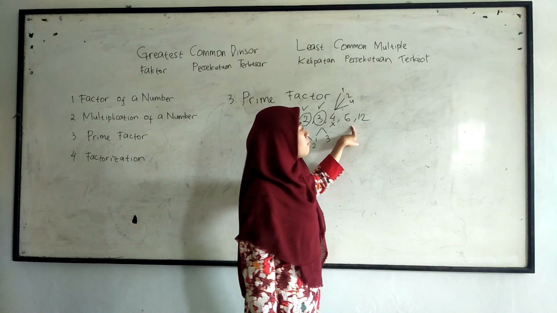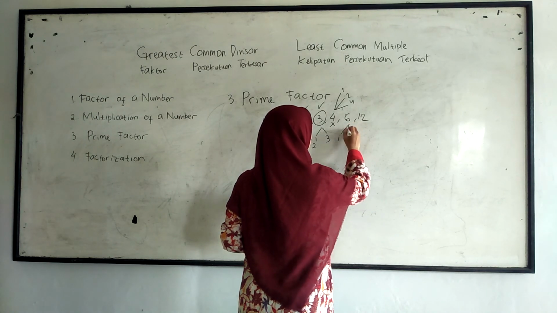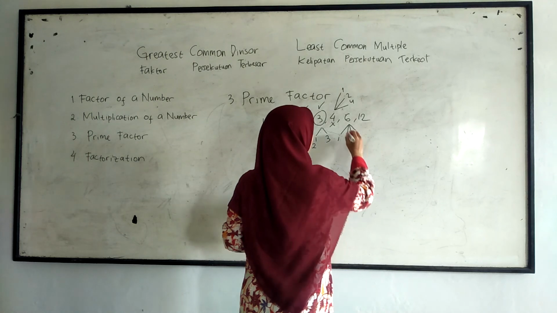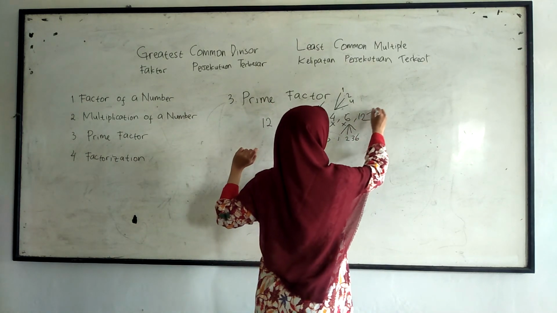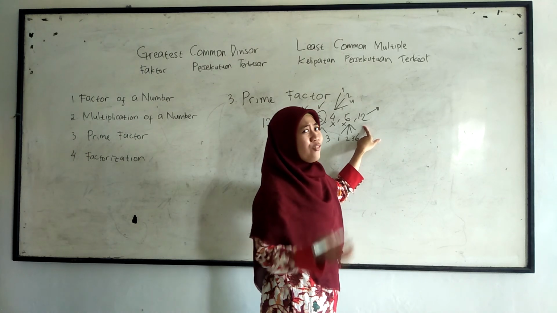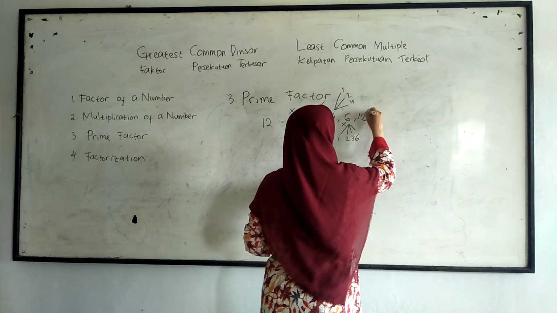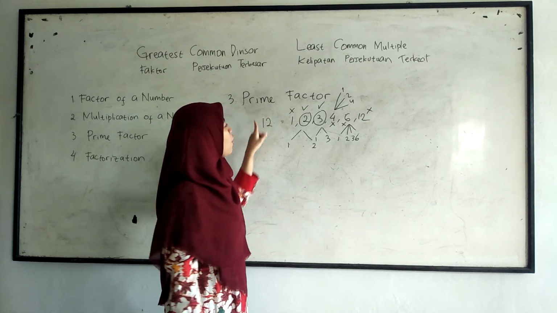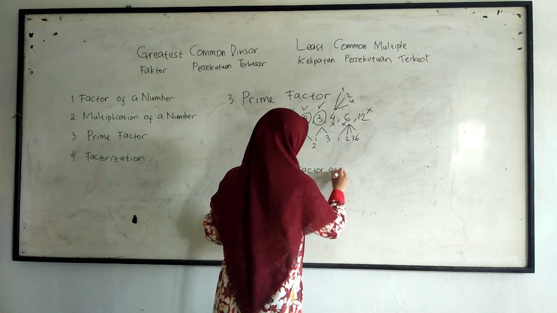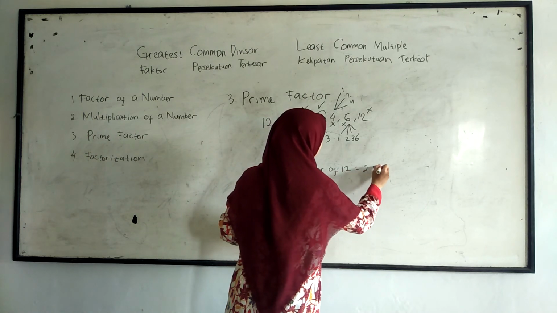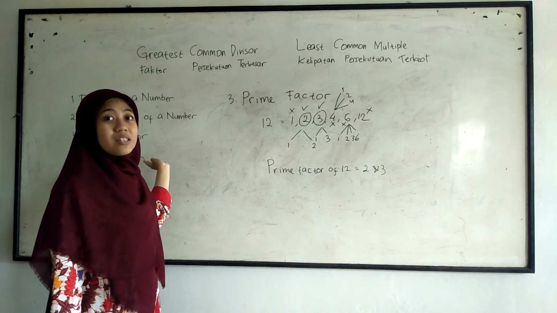Okay, let's go to the 6. Is 6 a prime factor? No, because 6 can be divided by 1, 2, 3, and 6. So it is not a prime factor. And then let's go to the 12. Is 12 a prime factor? Of course not, because it has 1, 2, 3, 4, 6, and 12 as factors. So we can eliminate 12. So we got that the prime factor of 12 is 2 and 3. Okay, that's all prime factor. Let's go to the fourth, factorization.